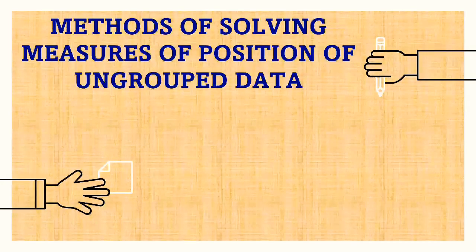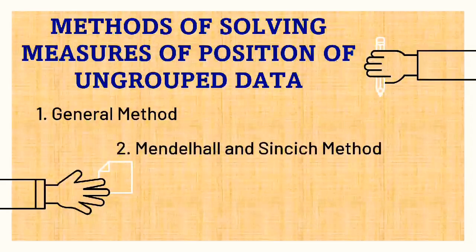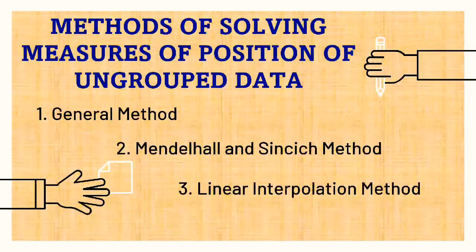In solving measures of position for ungrouped data, we have the following methods. First, we have the general method. Second, we have the Mendenhall and Sincich method. And last but not the least, the linear interpolation method. For our discussion today, our main focus is finding the measures of position using the general method.